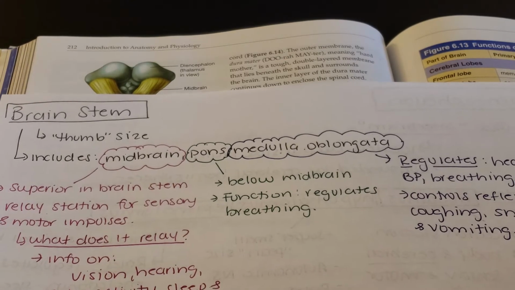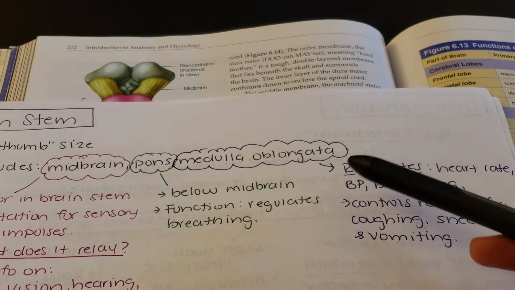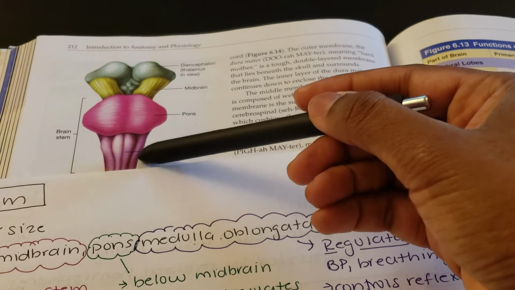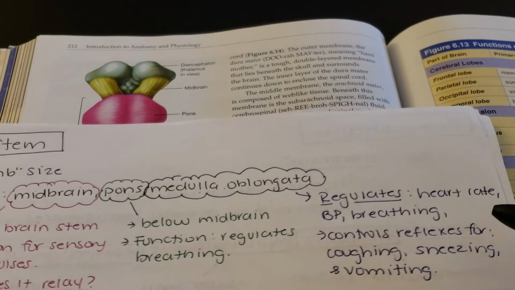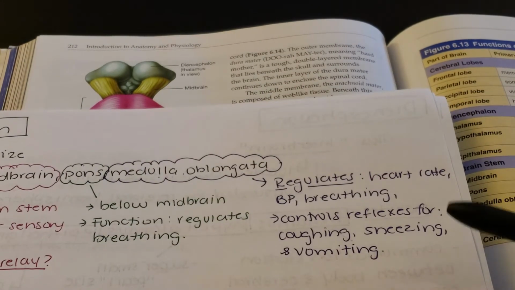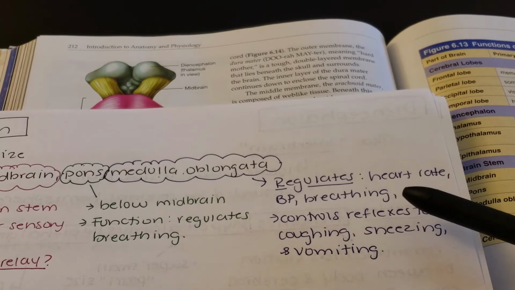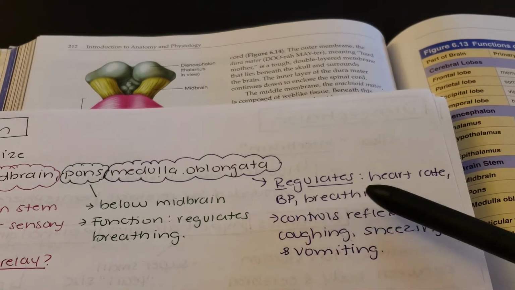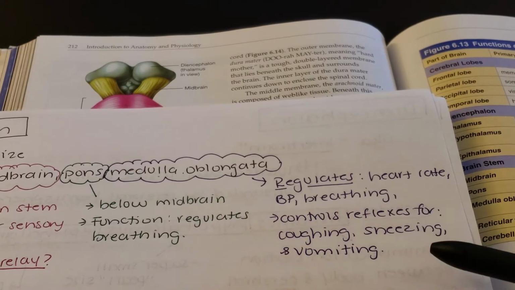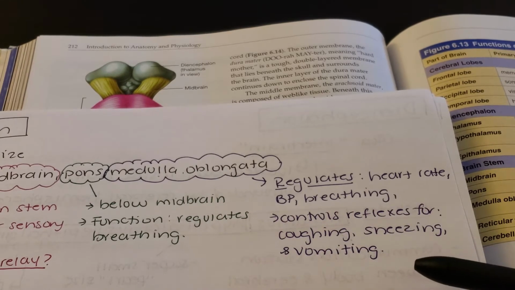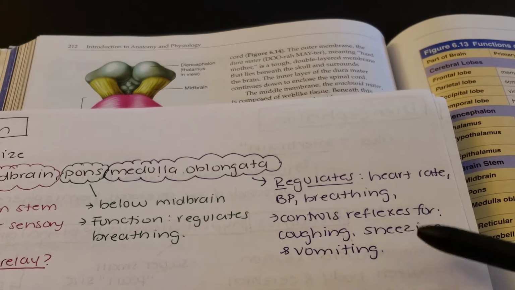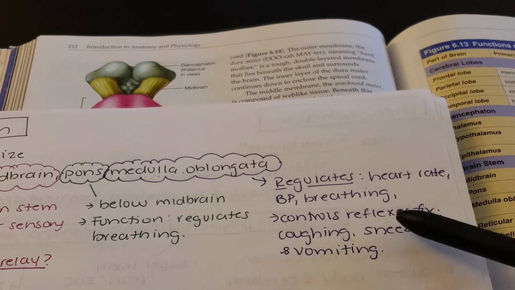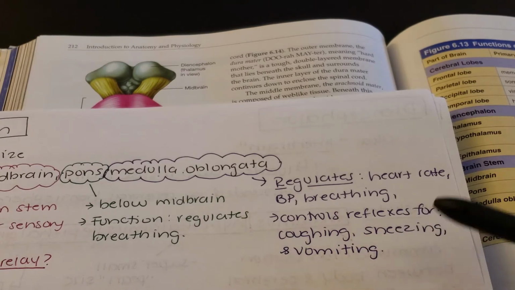And then last but not least is your medulla oblongata, which if you saw over here, is this purple looking thing right there. This has a couple things that it's going to regulate. It's going to regulate your heart rate, your blood pressure, which I abbreviate BP, and your breathing. It's also going to control your reflexes for when you cough, when you sneeze, and also for vomiting. So it's going to help the reflexes for all of these 3 things as well.